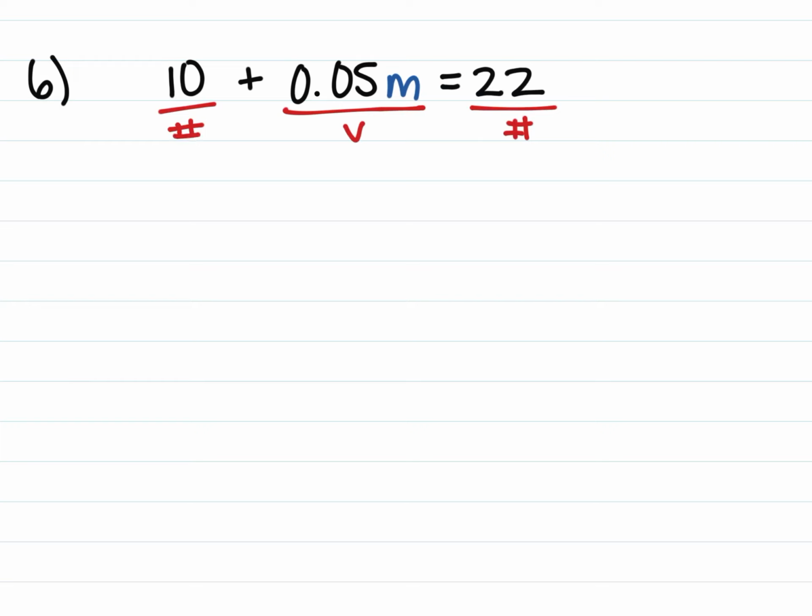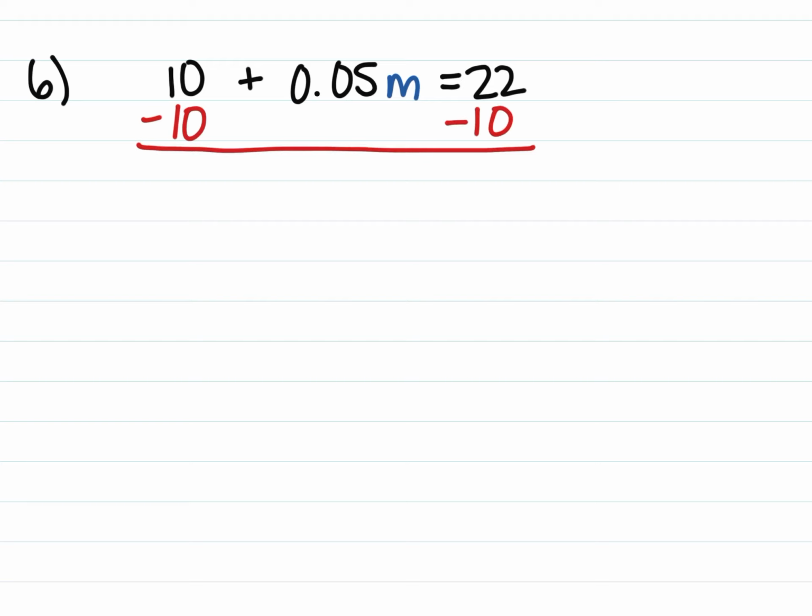Here I have variables, numbers, and numbers. Since my variable is already on the left side, we are going to leave it there and move all number pieces to the right side. Oh, that should say 22. So we are moving this number to the right side. 10 minus 10 is 0, so I have 0.05m on the left side of the equal sign still, and 22 minus 10 is 12.